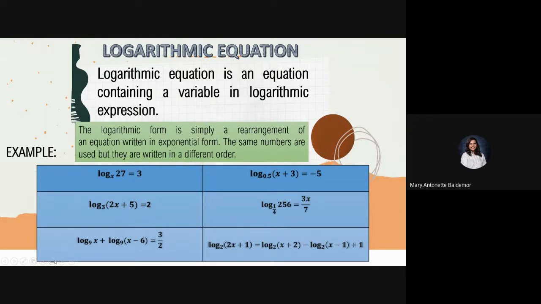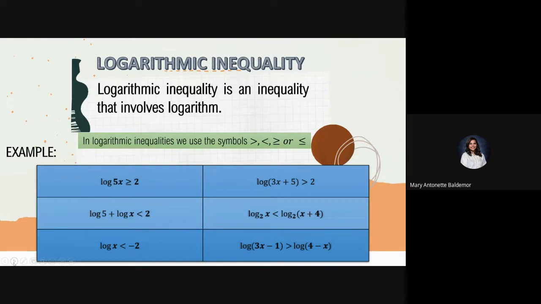So here is the structure of logarithmic equation. This is how it looks like. Okay, so let's proceed to logarithmic inequality. The logarithmic inequality is an inequality that involves logarithm. Take note that in logarithmic inequalities, we use the symbols greater than, less than, greater than or equal to, or less than or equal to.